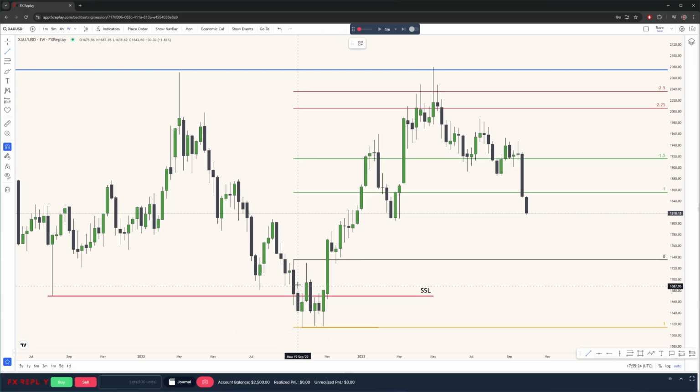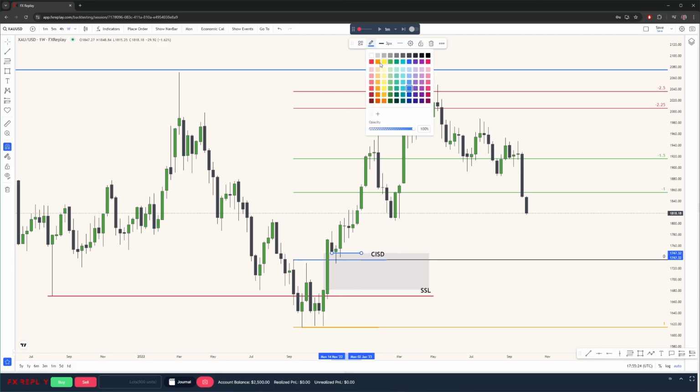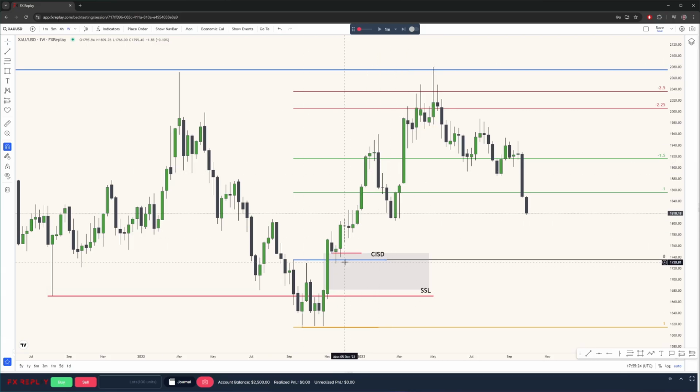I can see it formed a change in the state of delivery right here. Do I have a template? Oh yeah, I have a template for this. Perfect. Nice. With this move right here, I can see they offered the first stage. So we got a low disk buy right here. Also, I can see this as the first stage of accumulation. First run on sell stops, basically turtle soup from here.